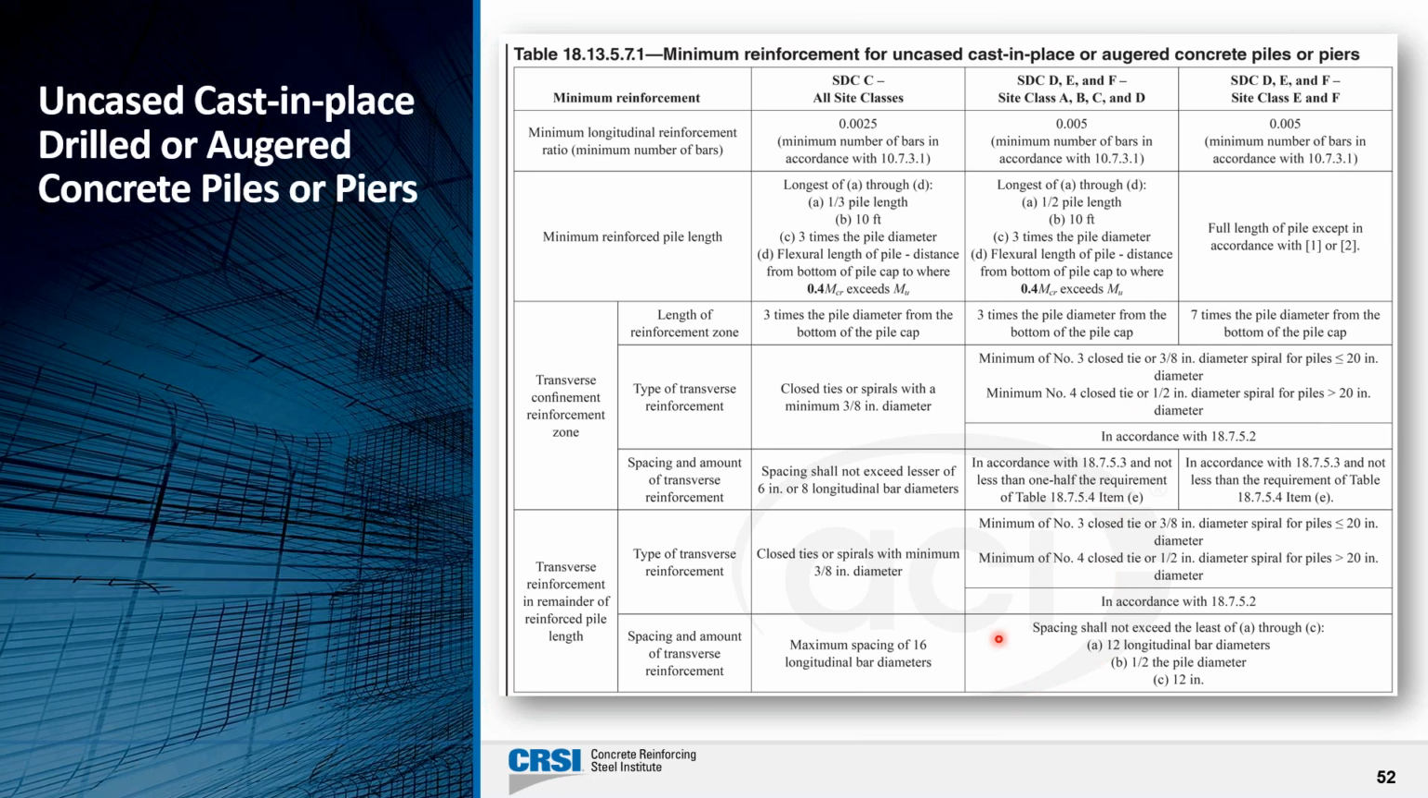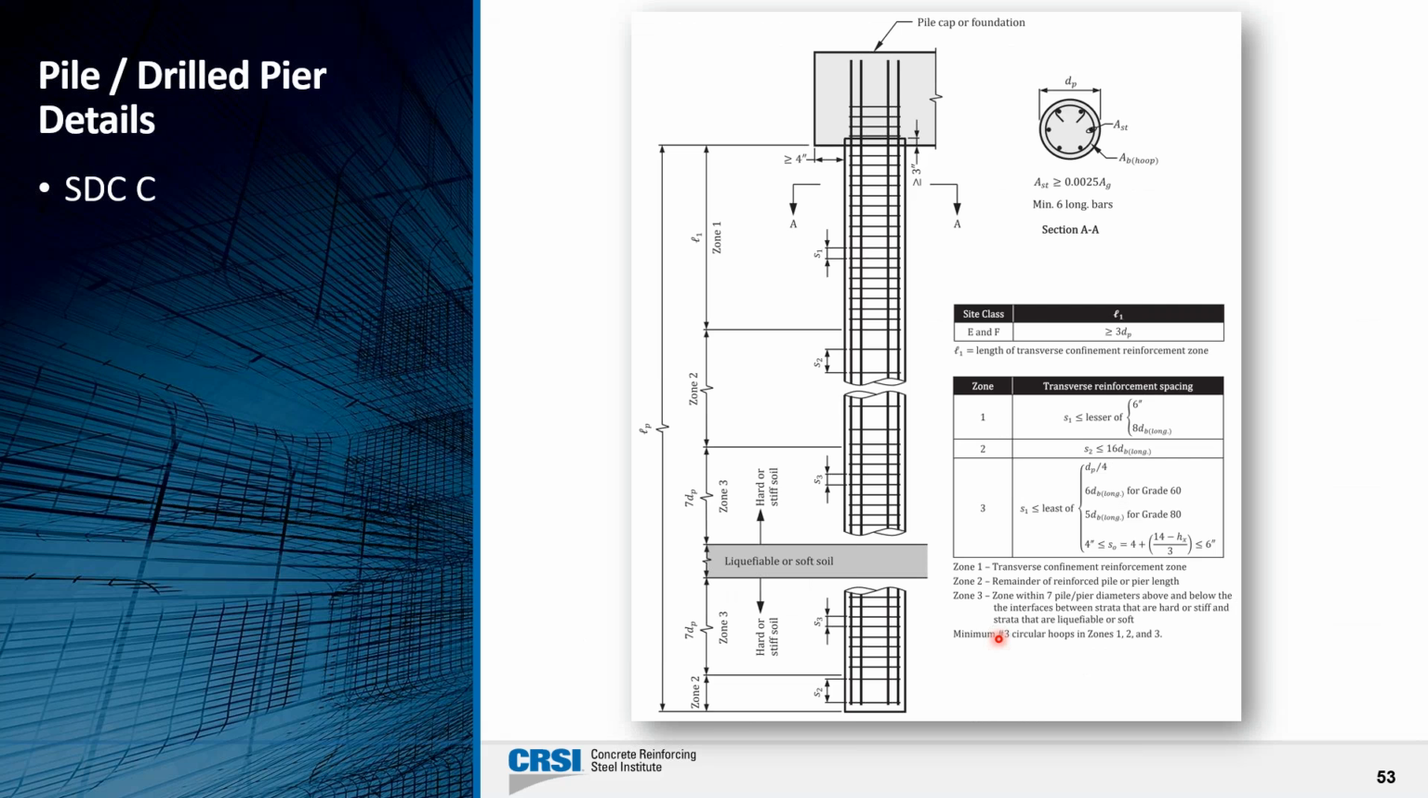So what we decided to do is take the information in this table and illustrate it in a number of different figures so that you can visually see over what lengths reinforcement is required for cases when you have hard or stiff soil over the entire length, or as shown here, what if you do have a liquefiable or soft soil layer to account for? How do you provide the proper detailing for this as well? So that's all covered. This is in particular for seismic design category C. We have it for D and above as well.